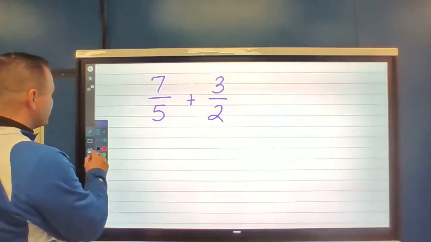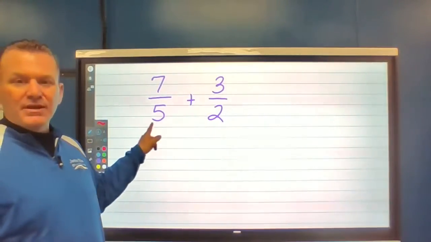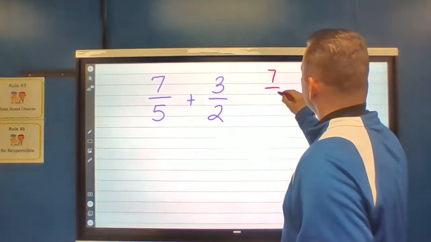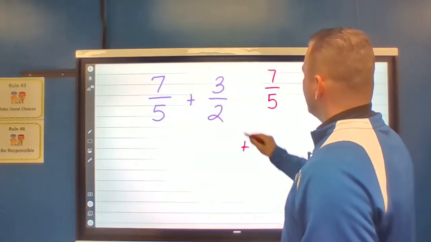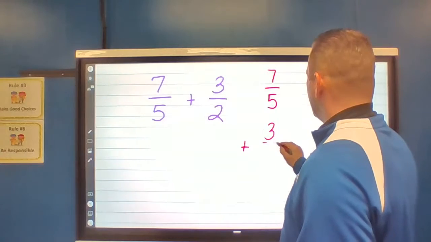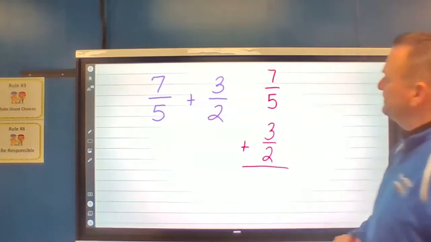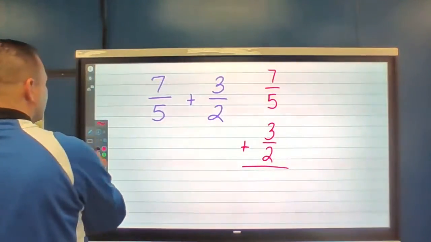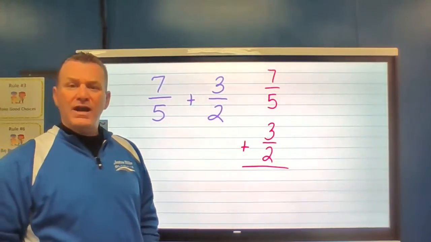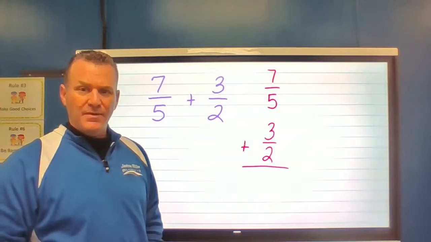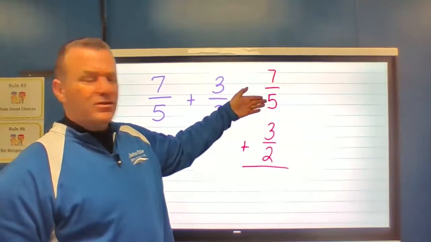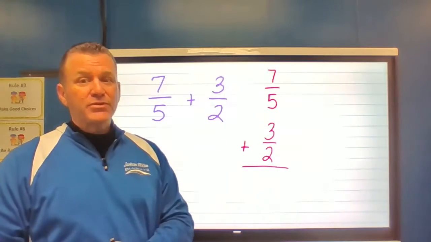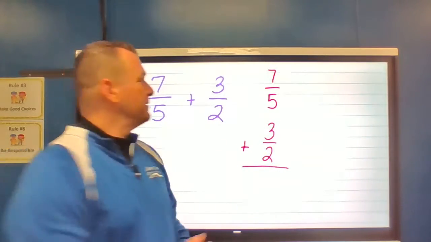I can't add those until my denominators are the same. So I'm going to take my 7/5 and I'm going to add to my 3/2. Okay. I'm going to stack them. Then I'm going to go ahead and create equivalent fractions so they both have the same denominator. And if I have a 5 in this denominator and a 2 in that denominator, my common denominator, to get them both to, would be 10.